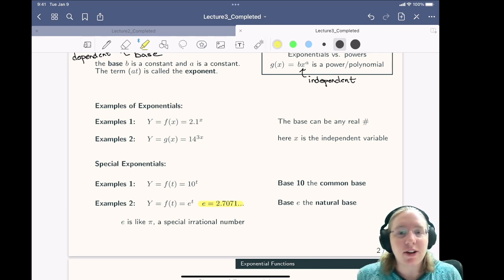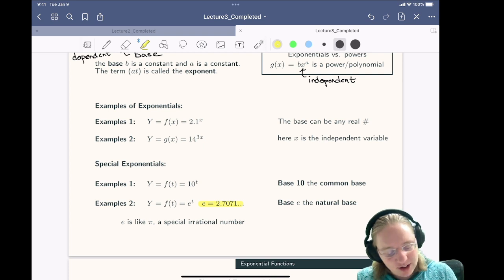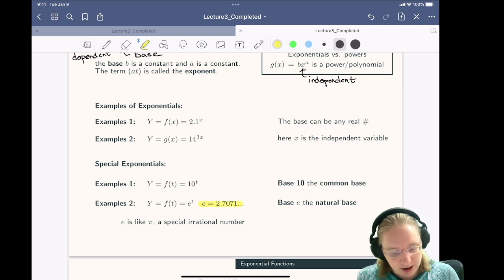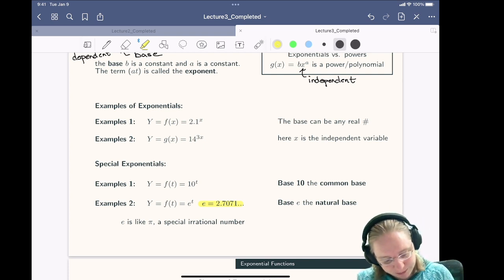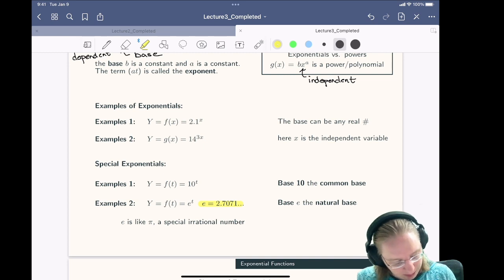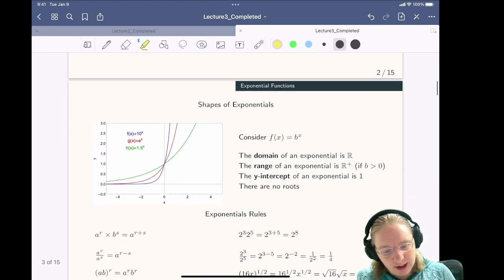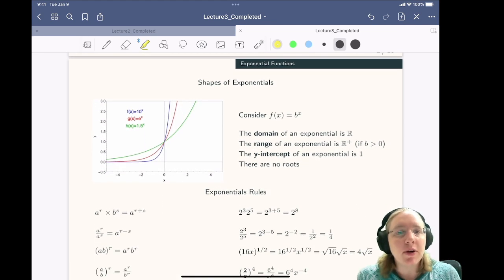There are some people crazy enough to know the first 100 terms of e, just like people know the first numbers of pi. But these two are going to come up again and again, where we have base e and base 10.